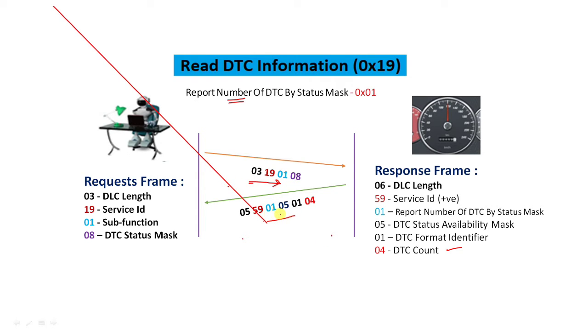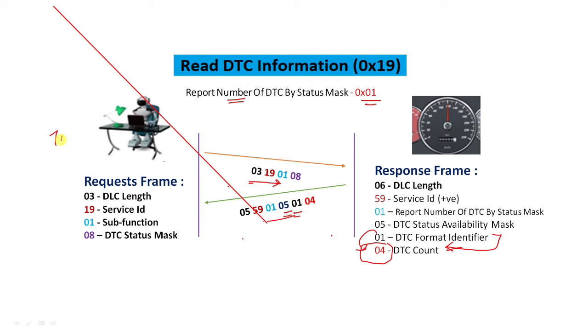So the response is 01. It's the subfunction, and 05 is the DTC status availability mask. Here a new terminology you have to learn, which is very important: 01 is the DTC format identifier. That means the count of the DTC will be stored in this format identifier only. Alright, so this DTC format identifier holds the number of DTC. Whenever you ask for the number of DTC using the subfunction 01, it will just retrieve it from this 01 and respond with the number, the count. That's it.